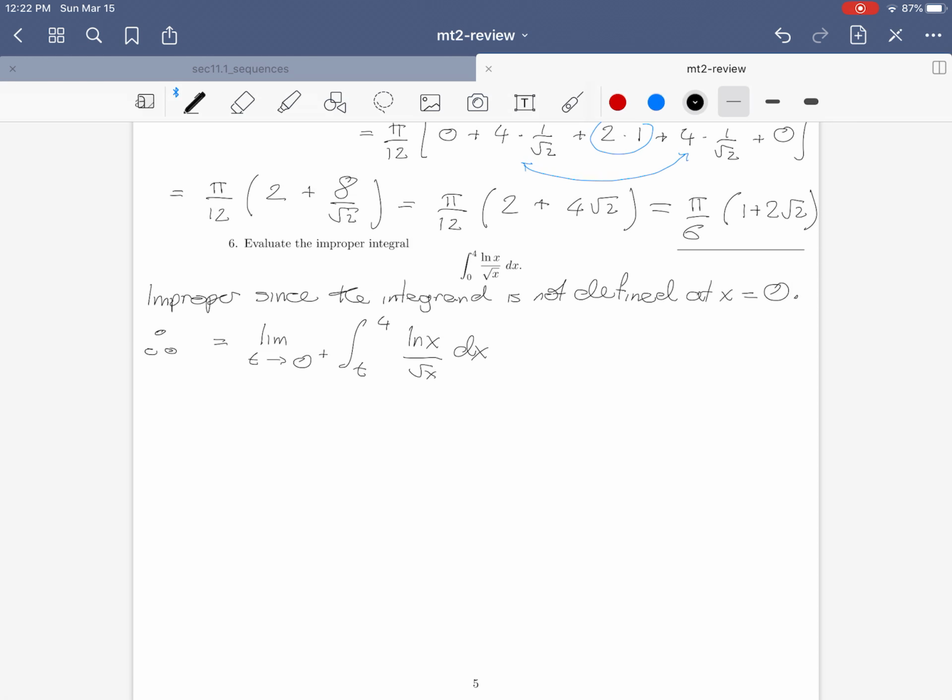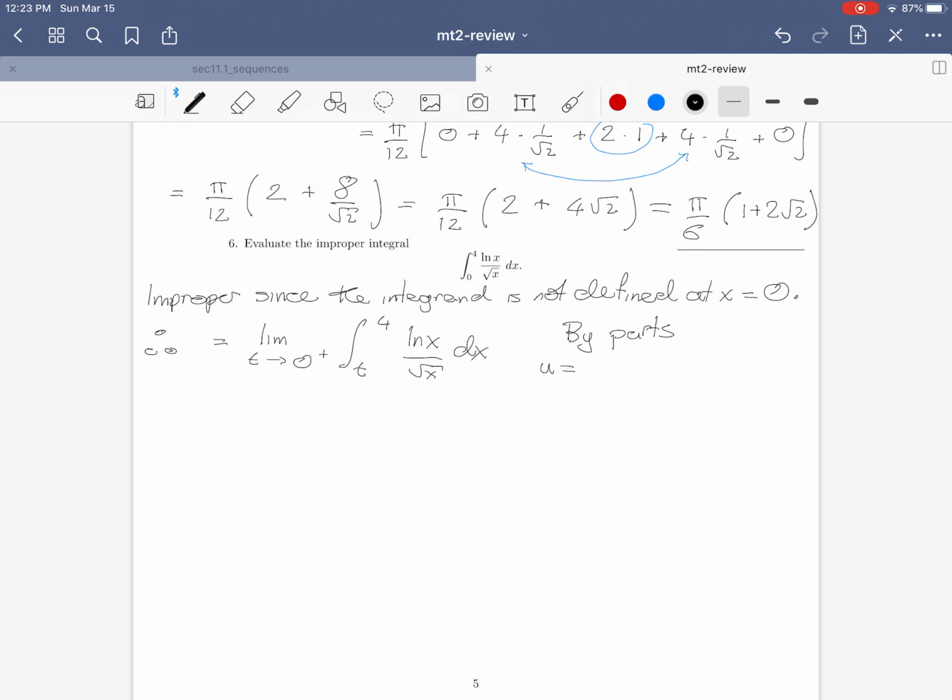So, to evaluate our original integral, we first evaluate this integral, and then we take the limit as t tends to 0 from above. So we need to calculate this integral here, and again, we're going to do this by parts.